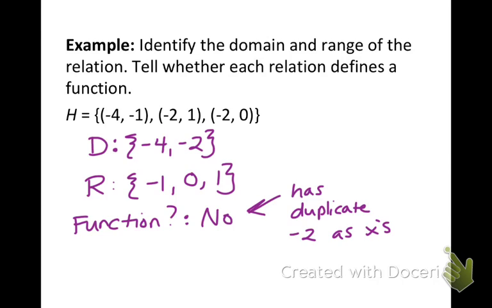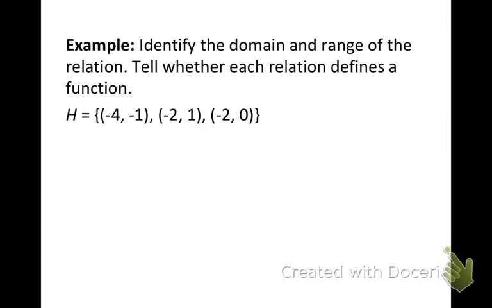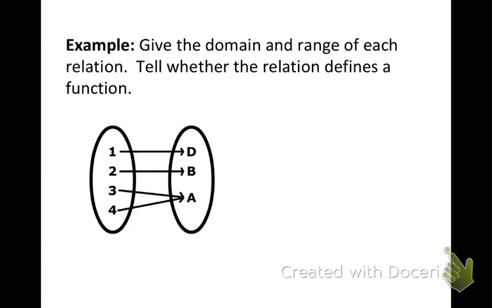Okay, so these have been in set notation. Other ways to display relations would be something that's called a mapping diagram. You remember those from last year? Something like this, where they have bubbles for your x's and your y's. So over in the left bubble, I have the numbers 1, 2, 3, 4. Over in the right bubble, I have letters D, B, A. So this technically is my domain, and this is my range.